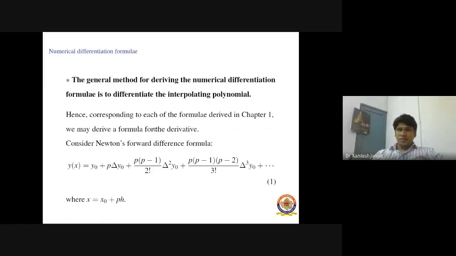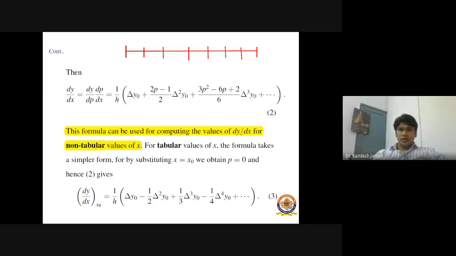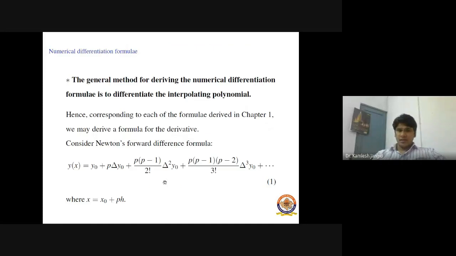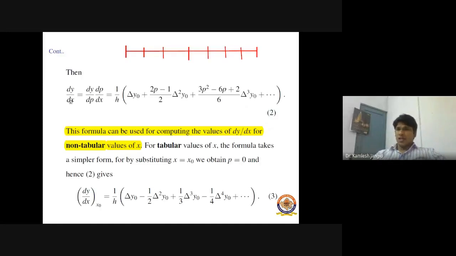for the derivatives. For example, consider Newton's forward difference formula, which is given by relation number 1, where x equals x0 plus ph. This is our Newton's forward difference formula, which was used to find the interpolating polynomial near the start point of the table. Now if we differentiate equation number 1 with respect to x using the chain rule, then dy/dx equals dy/dp times dp/dx, which equals relation number 2.